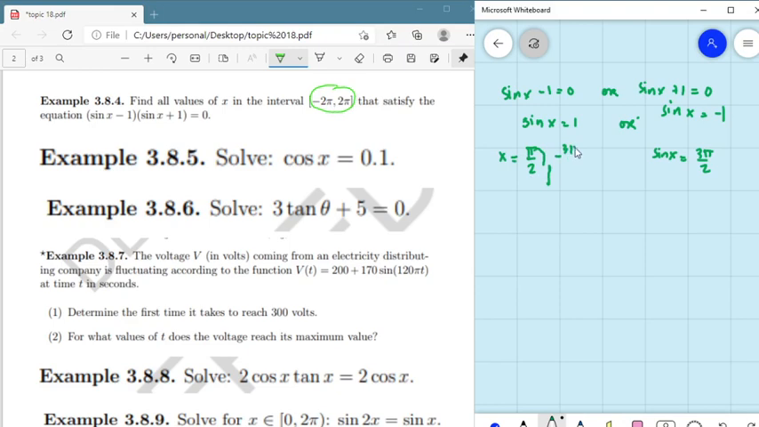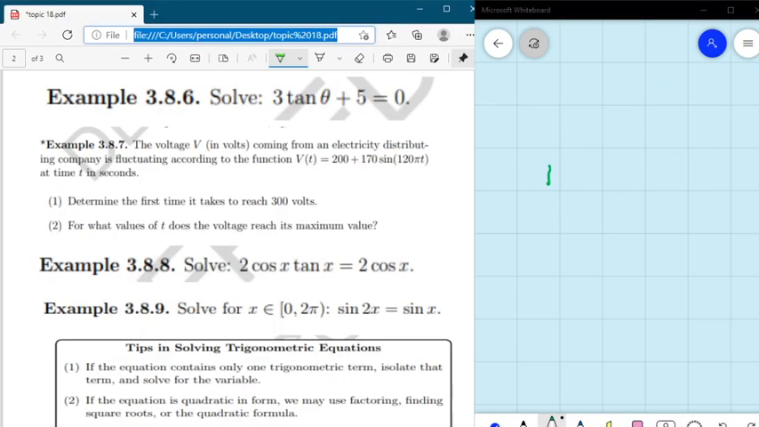Negative 3 pi over 2. The other one, negative pi over 2. Okay, so there are four solutions. So we have positive and negative pi over 2 and positive and negative 3 pi over 2.